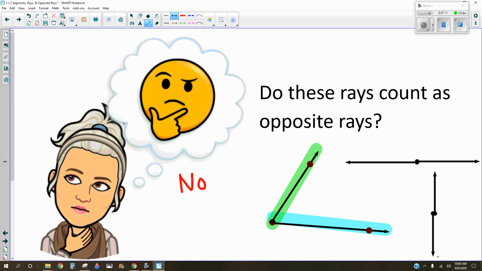So that wraps it up for opposite rays. Make sure you look at this. This is always a stumbling block for a lot of students. So we will see these many times throughout the year. Make sure you're comfortable with opposite rays.